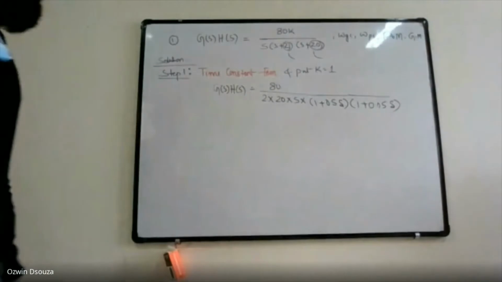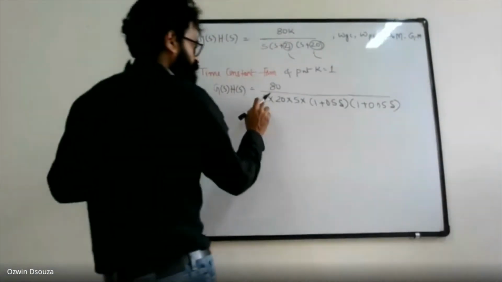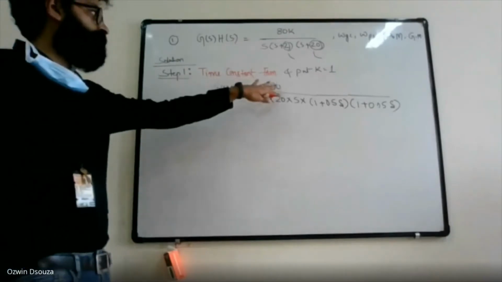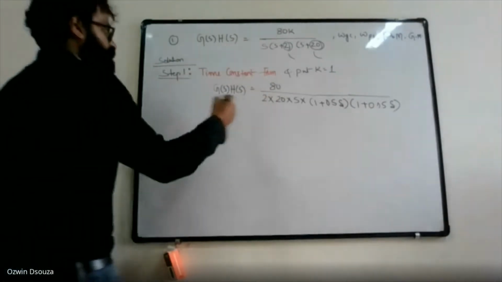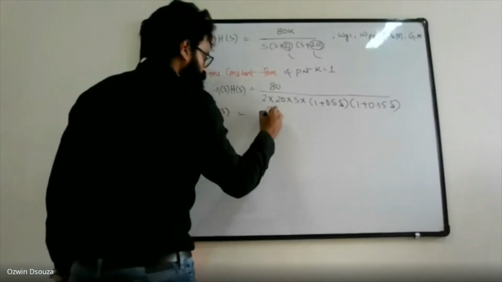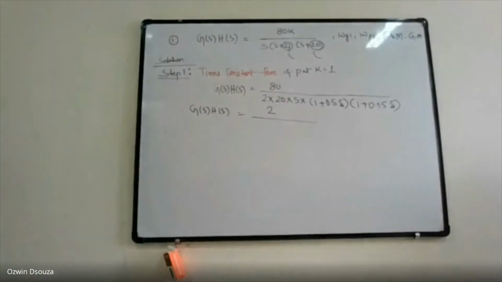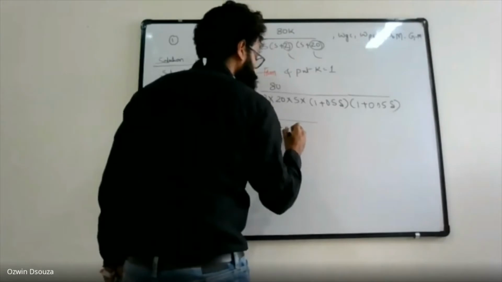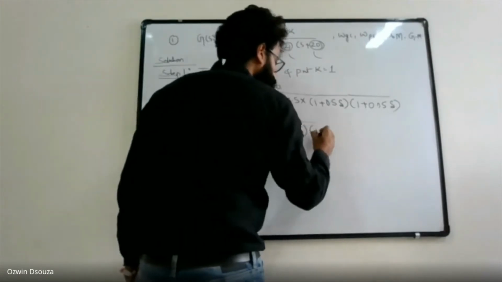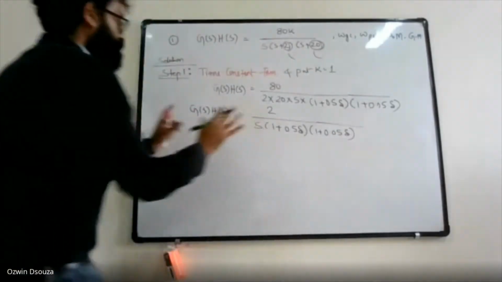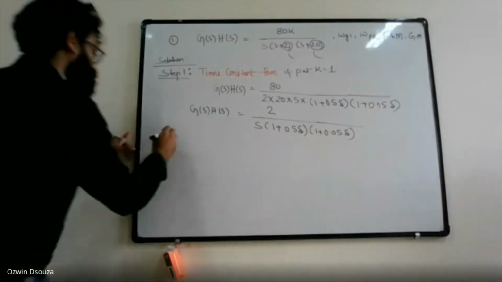So s by 20 is 0.05 s. And you can simplify, right? So 2 into 20 is 40. So 80 by 40 is 2. So basically, you get g of s into h of s is equal to 2 divided by s into 1 plus 0.5 s into 1 plus 0.05 s. So this is your time constant form.